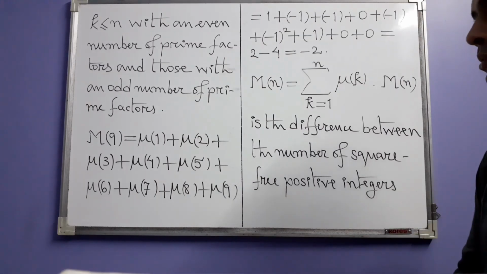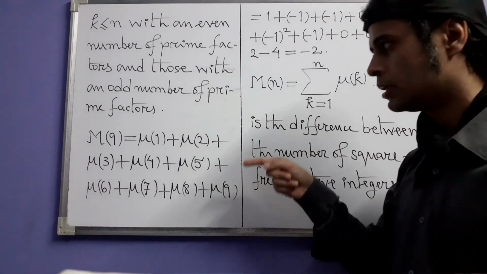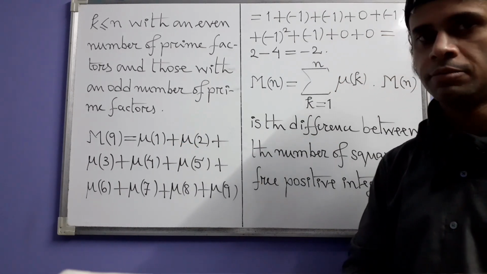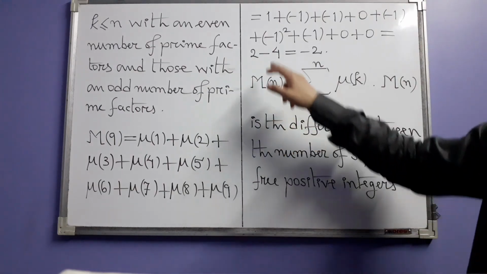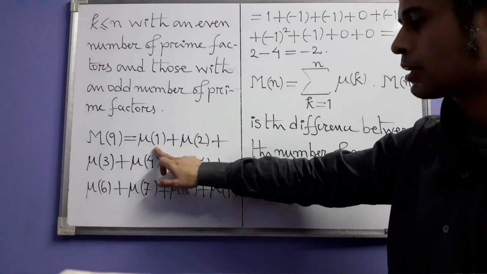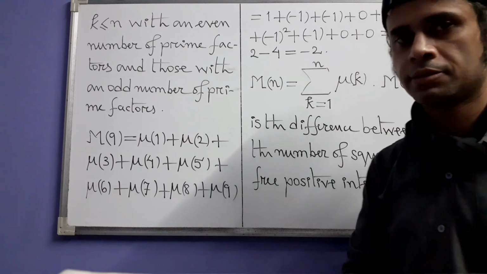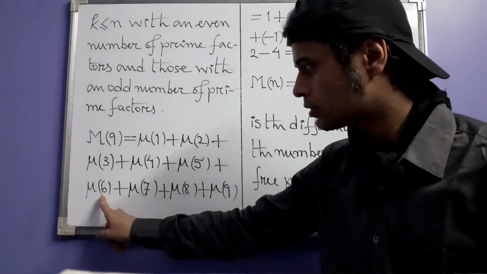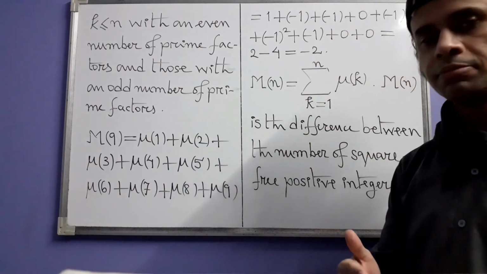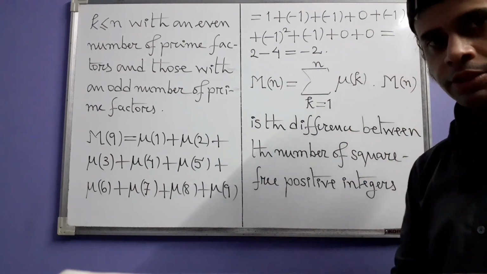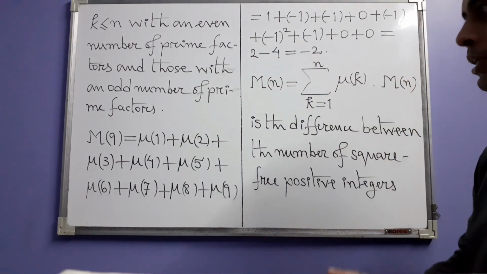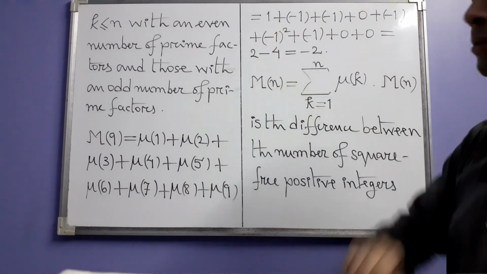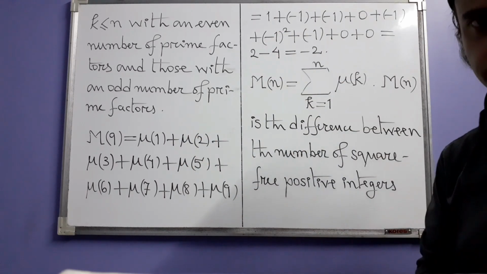In that sense, the number of primes involved in the factorization of this integer 1 is even, because 0 is even. So that way you may class this 1 with 6, because in the prime factorization of 6, the number of primes involved is 2. That number 2 is also even. Ultimately, what matters is that these are the types of numbers which contribute 1 in this sum, not minus 1.